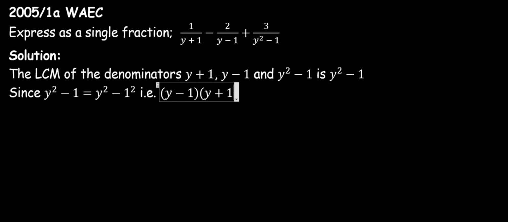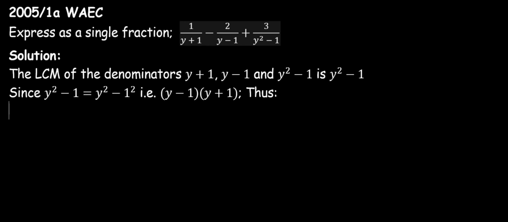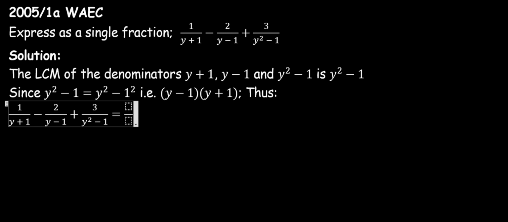You are seeing a difference of two squares there. So what we are saying in essence is that y plus 1, y minus 1, and y squared minus 1, y plus 1 and y minus 1 is embedded inside y squared minus 1. So our given problem is the same as we take our LCM, which is y plus 1 bracket open and close into another bracket open y minus 1 bracket close.